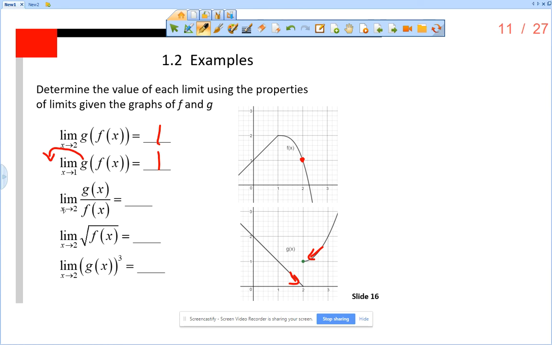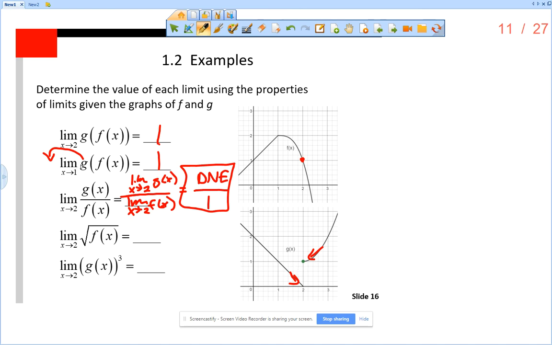All right, so now limit as x approaches 2 of g of x over f of x. So I'm going to rewrite this here, limit as x approaches 2 of just g. Well, what is the limit as x approaches 2 of just g? Well, that limit does not exist. So we have a non-existent value divided by the limit as x approaches 2 of f. Well, of course, the limit as x approaches 2 of f does exist. It's 1, but this does not exist because the limit as x approaches 2 of g did not exist.